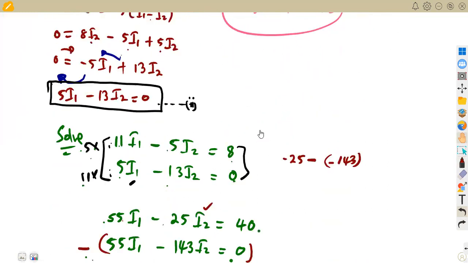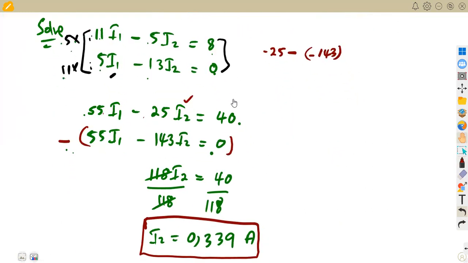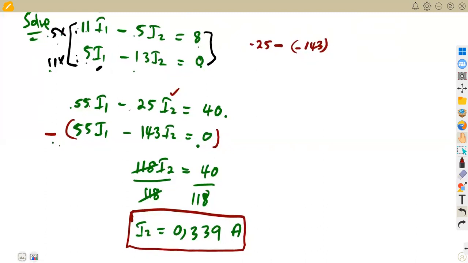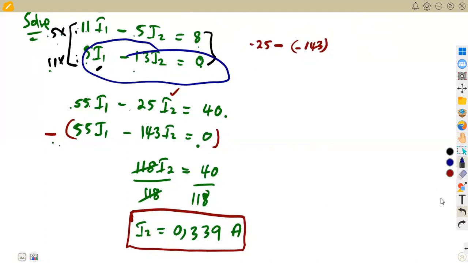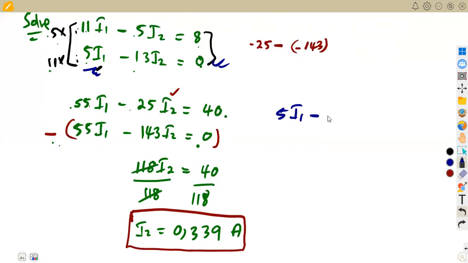So you can find I1 by substituting into any of these two equations. And as for me, I'm just going to work with this one. It's easier since I have a 0 there, but you can choose whatever one that you want. So just substitute into your equation. So I'm just going to choose this one. That's 5 I1 minus 13 times I2, which is 0.339 in this case. All right, substitute in place of I2. This must be equal to 0.